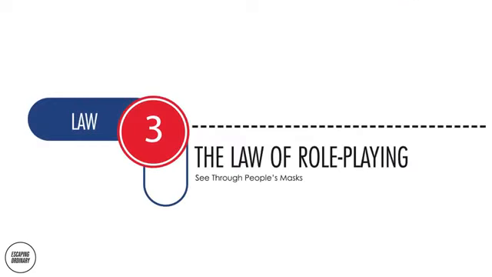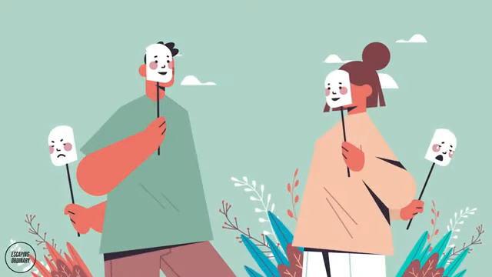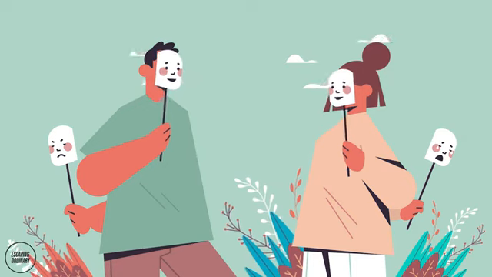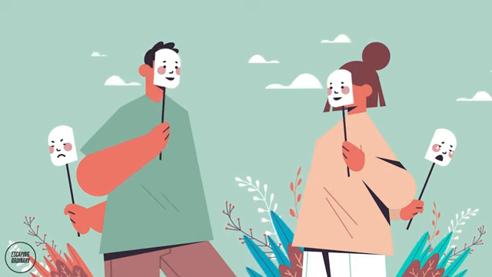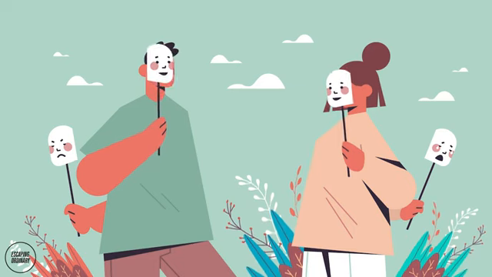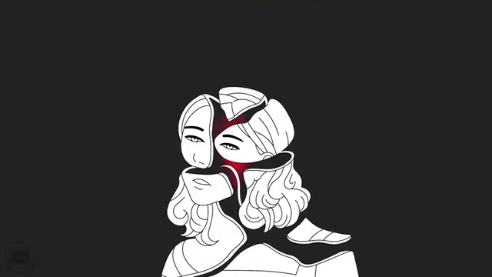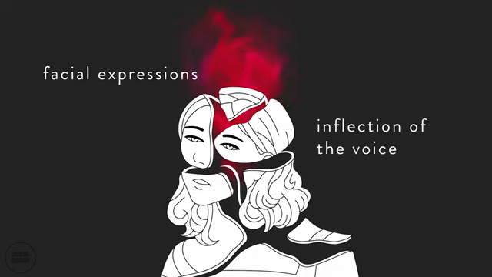Law 3. The law of role-playing. See through people's masks. We all wear masks to show ourselves off in the best possible light. Outward-facing pictures on Facebook and Instagram are quite often not the true reality of how someone's life really is. Luckily, our masks have cracks in them that leak out people's true feelings. These leaks can be noticed through non-verbal cues, certain facial expressions, inflection of the voice, or tension in the body. Through body language and tone of voice, which is mostly unconscious, we can better read someone's true feelings beneath the mask.